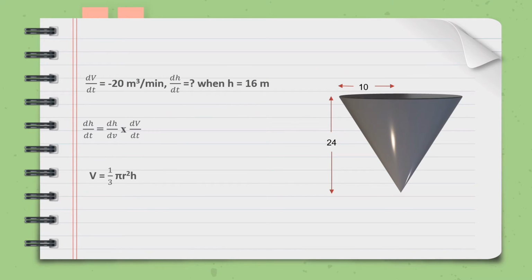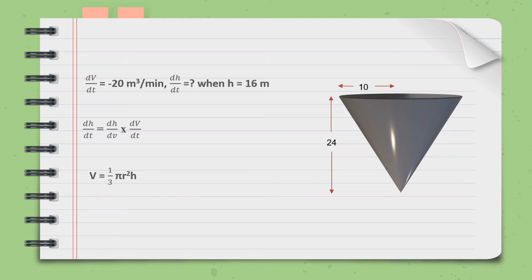The first step we need to do is write out all the important information given in the question, which is dV over dt equals negative 20 meters cubed per minute, and they want us to find dH over dt when height equals 16 meters.